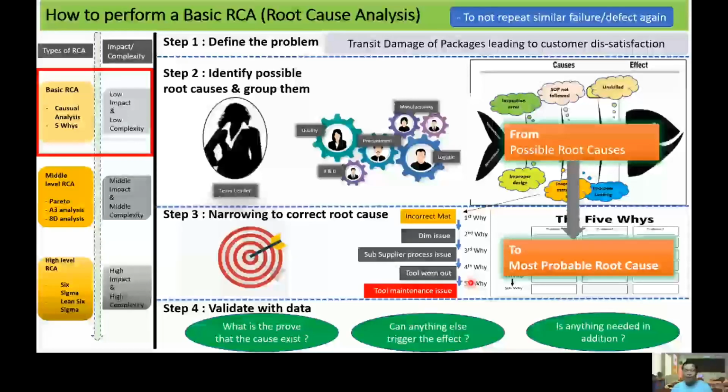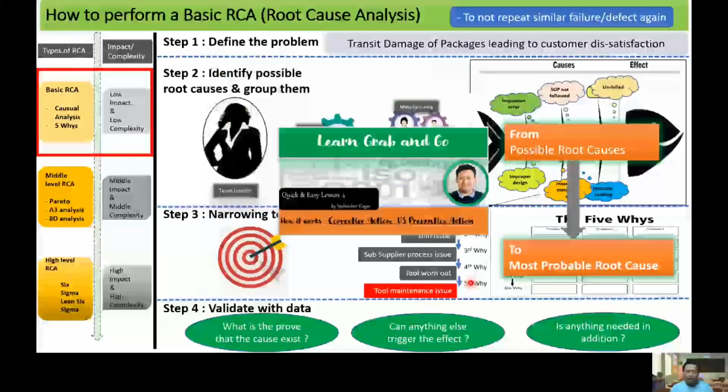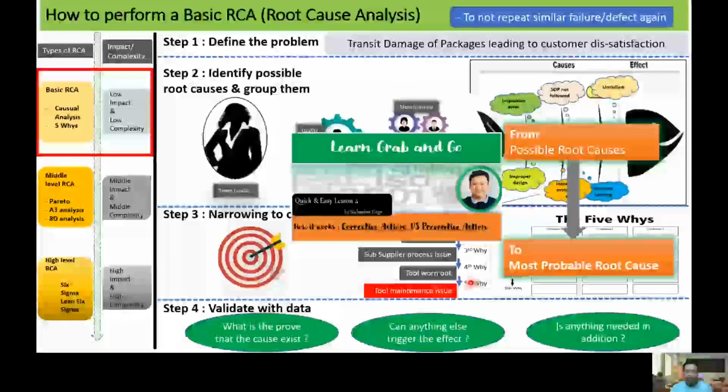Once you identify the root cause through this process, you are required to carry out the corrective action and the preventive action based on the root cause. If you want to understand the difference between corrective action and preventive action and the different steps to carry them out, you can go and watch my lesson 4 video where I've explained about the corrective action and preventive action.